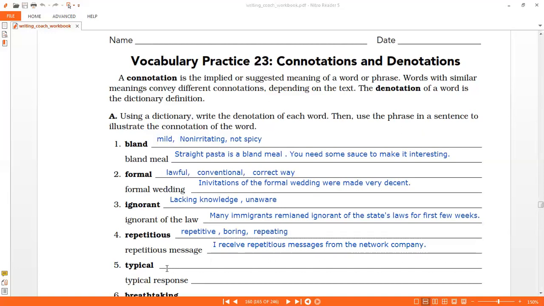Now next is typical. Now typical is something which is very, very ordinary. It is not something special. It is something very, very normal, not exciting, unexceptional, something very regular, something very common.